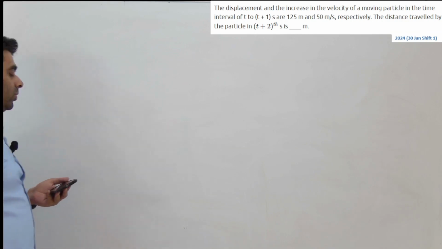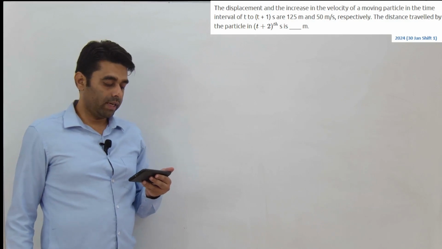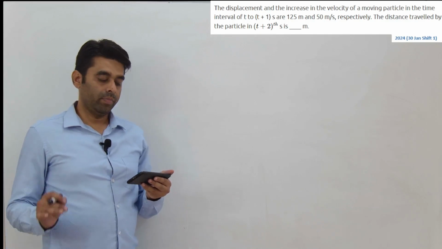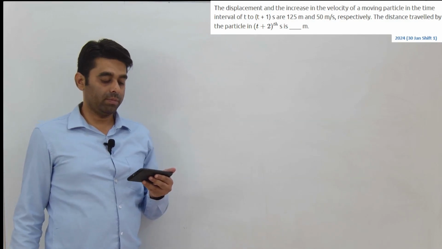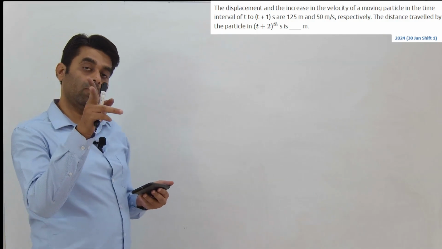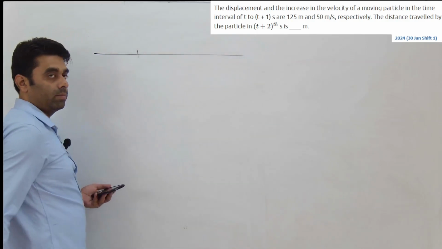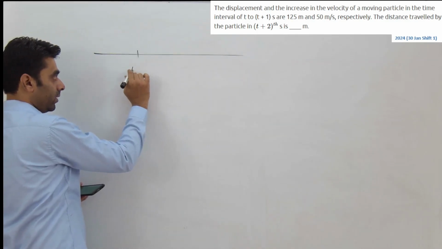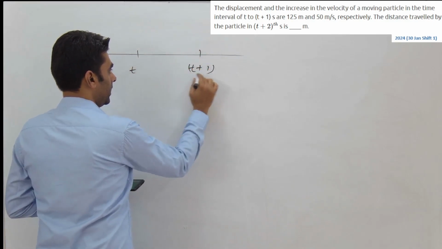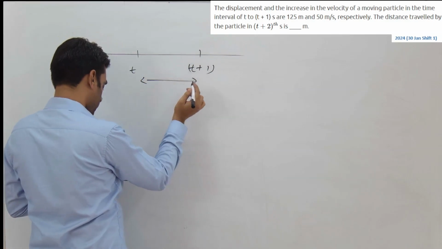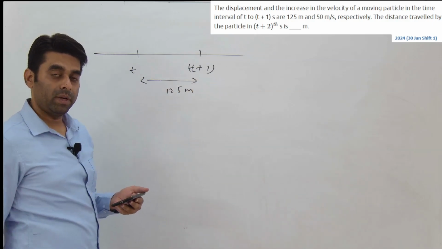Yeah. So the question we have is from 30th January shift 1. The displacement and increase in the velocity of a moving particle in the time interval of t to t plus 1 are 125 meter and 50 meter per second respectively. That means in the 1 second interval from t to t plus 1, let us draw the situation. Let's suppose a particle is moving and at a specific time, that is t, to the next second, that is t plus 1 second. In this journey, it covers a distance of 125 meter and the speed increases by 50 meter per second.